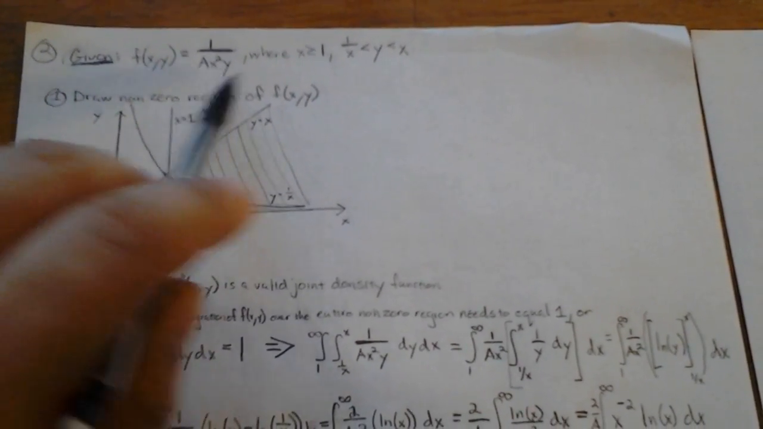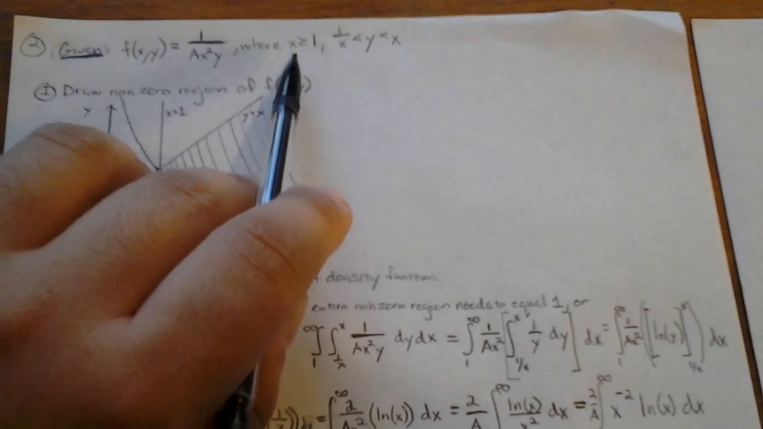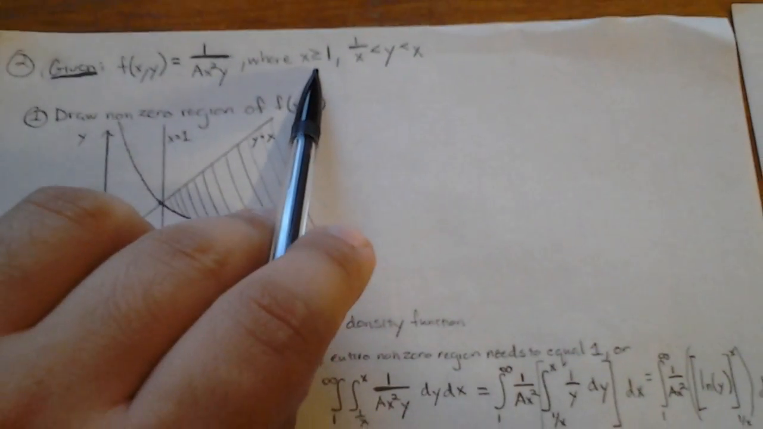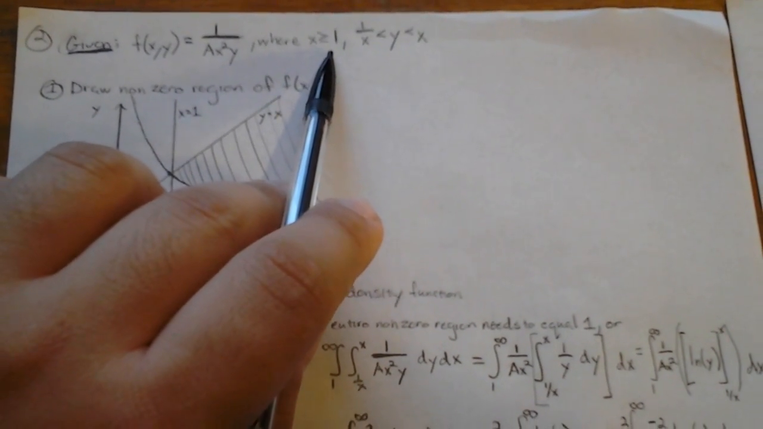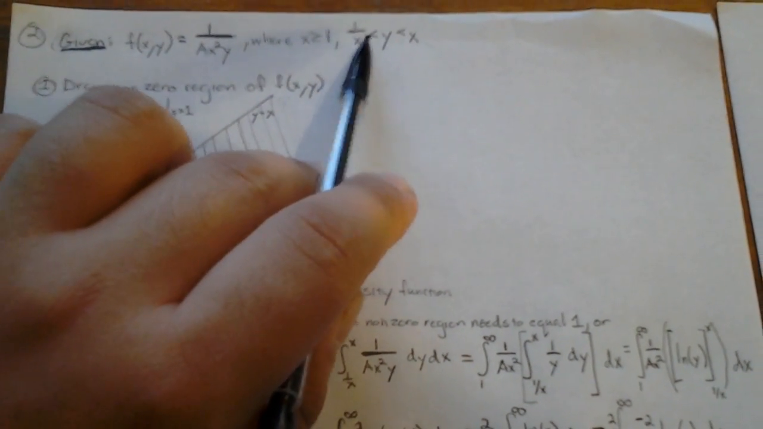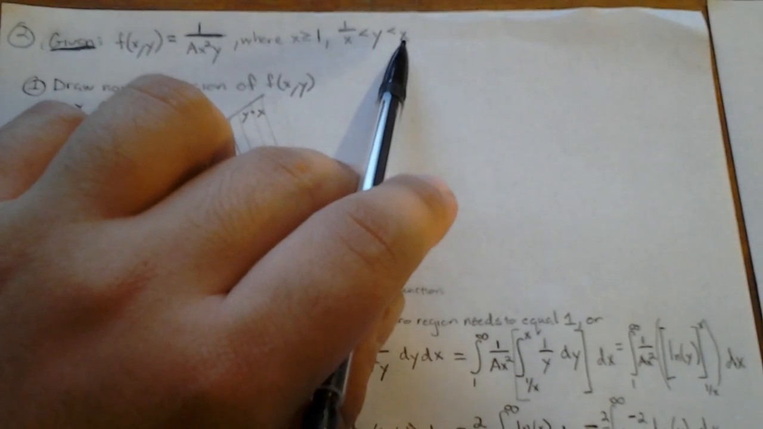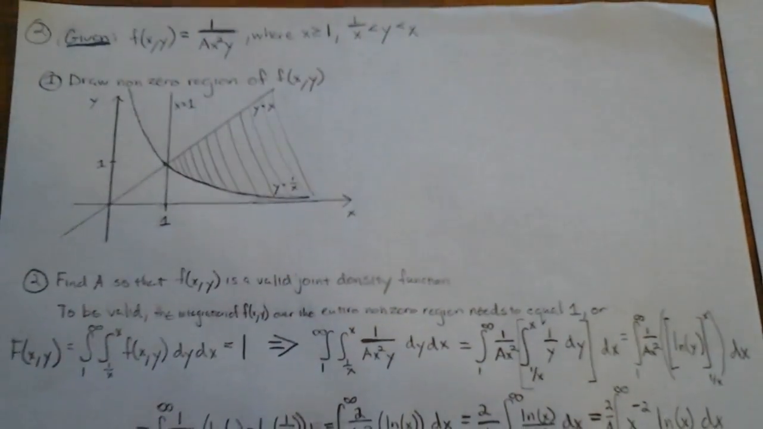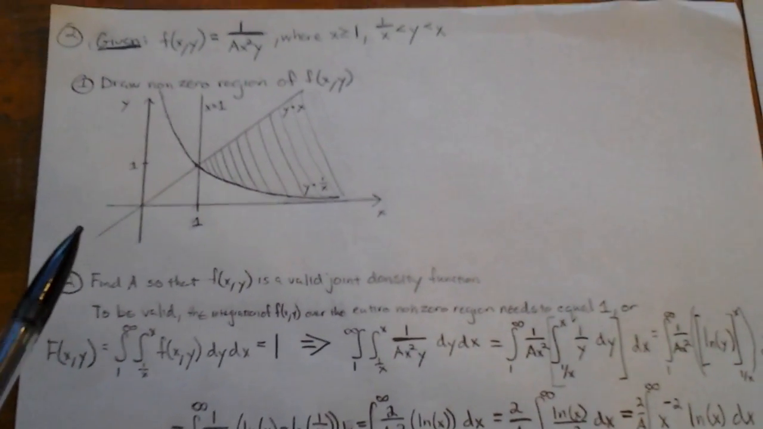times x squared y. What we're given is the parameters whereby x is going to be greater than or equal to 1, and we're given that y is going to be between 1 over x, that's going to be the lower limit, and the upper limit is going to be x. This problem has 4 parts, so let's get started.